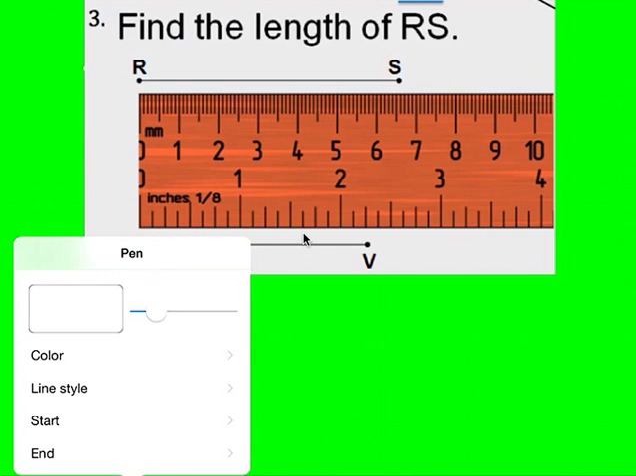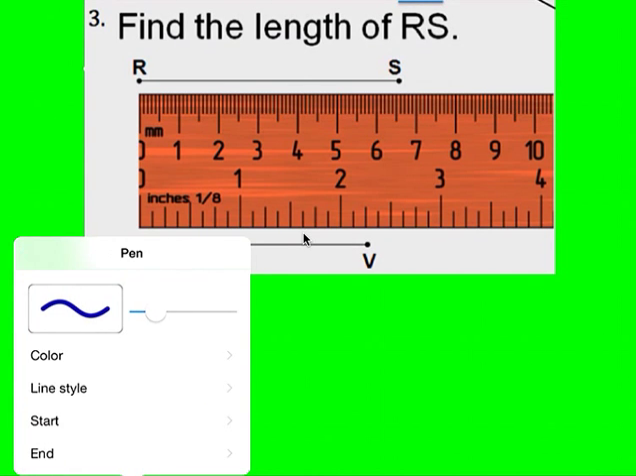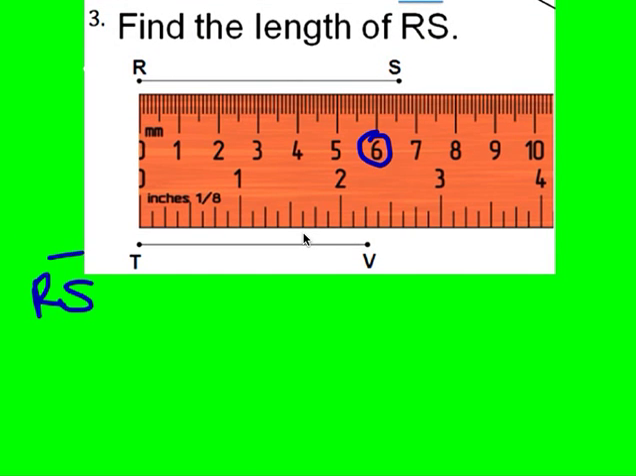So in order to find the length, first thing I want to do is find the biggest whole number near it. So the biggest whole number right before it is 6. So for the length of RS, it's going to be 6. And now I need to figure out how many it goes over. Well, there's 1, 2, 3, 4, 5.